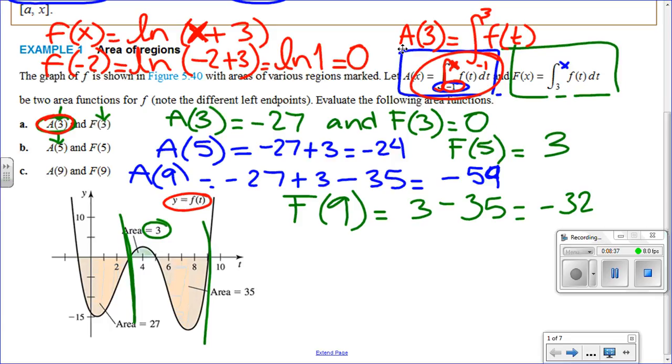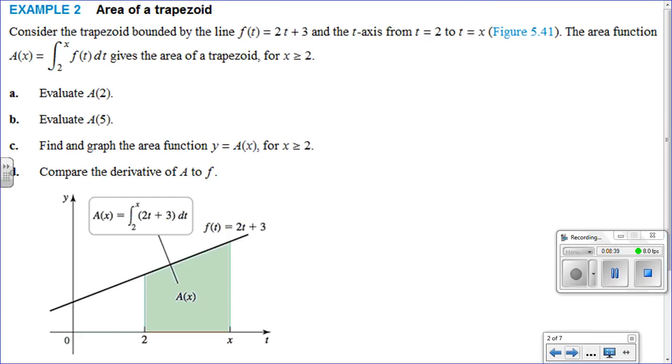Alyssa, no questions? Good. Okay, so area of a trapezoid. Now, for this one, we consider the trapezoid bounded. I like this word, bounded, because this is a little intro to what we're going to do with calculating the area between functions, and then the volumes. So bounded by the line f of t equals 2t plus 3. So this is our line.